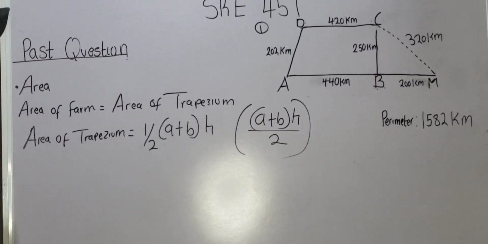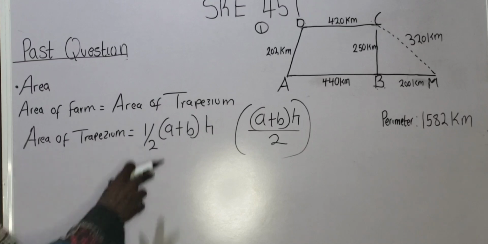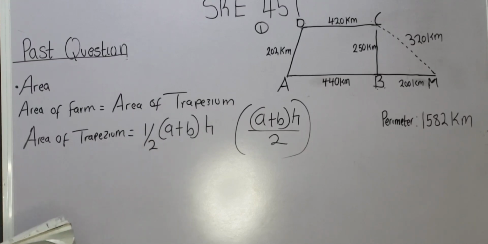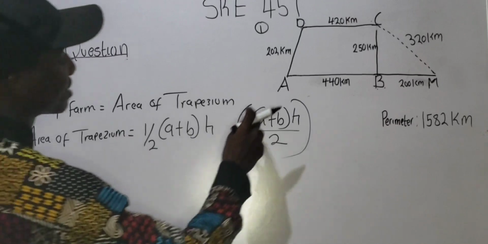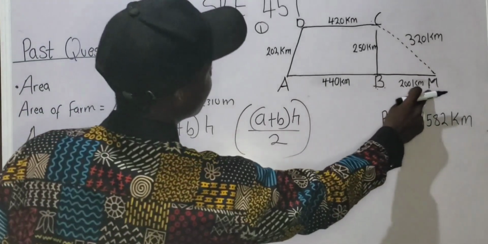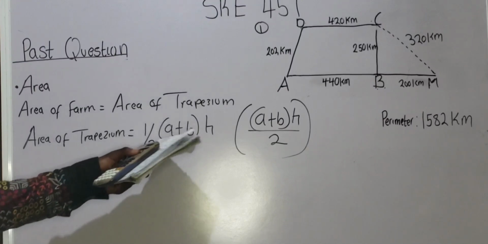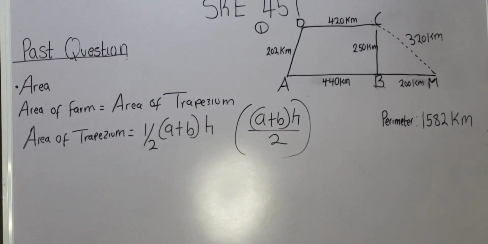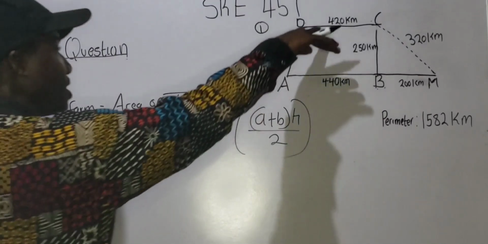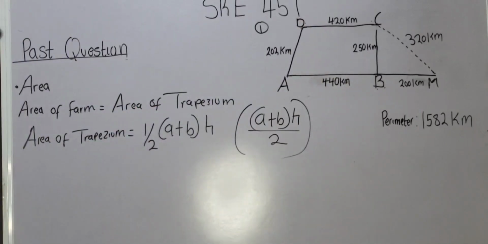Now let's proceed. A and B are the sides of the trapezium that are parallel to each other. You can see that this side AM is parallel to DC, because they can never meet. That is the value of A and B, and H is the height of the trapezium, that is the distance between these parallel sides. So let us proceed.